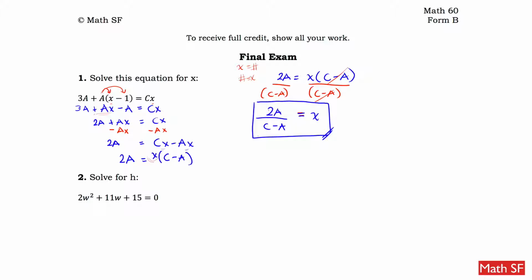Now let's do the next problem. And yes, here I have a typo. This says solve for h. Actually it should say solve for w. Okay, so now let's solve for w here.